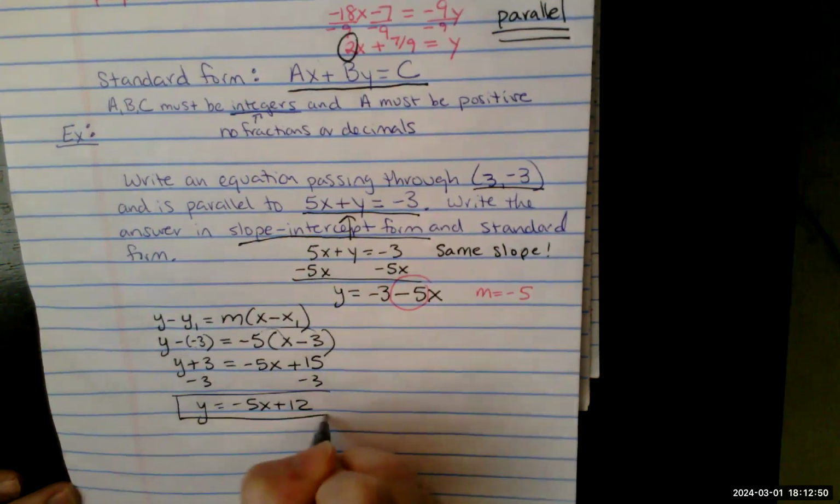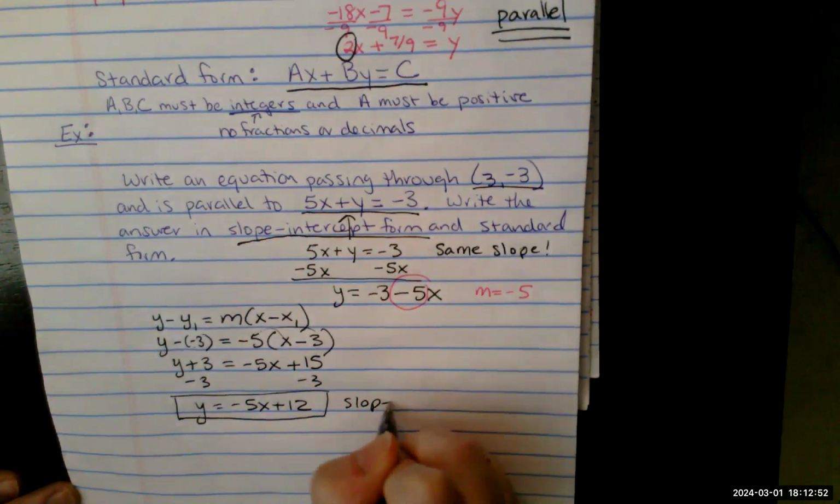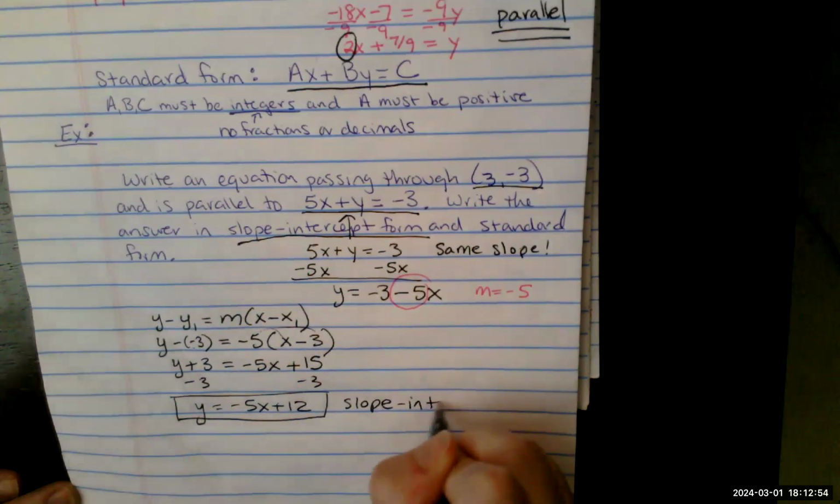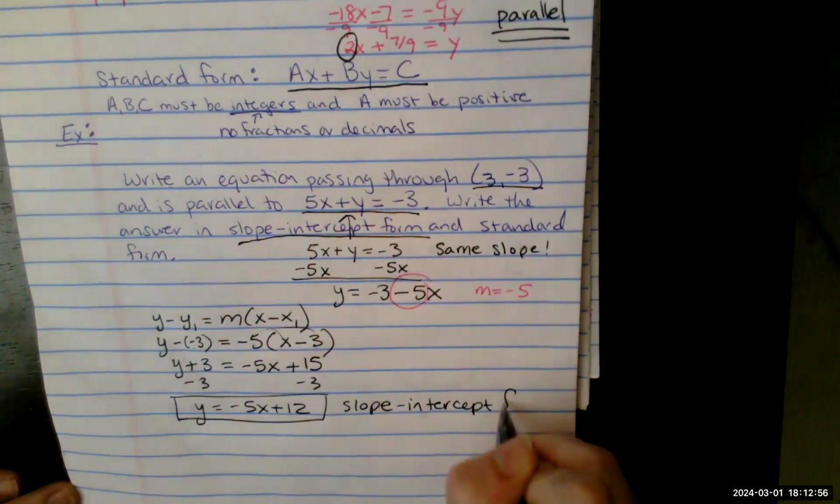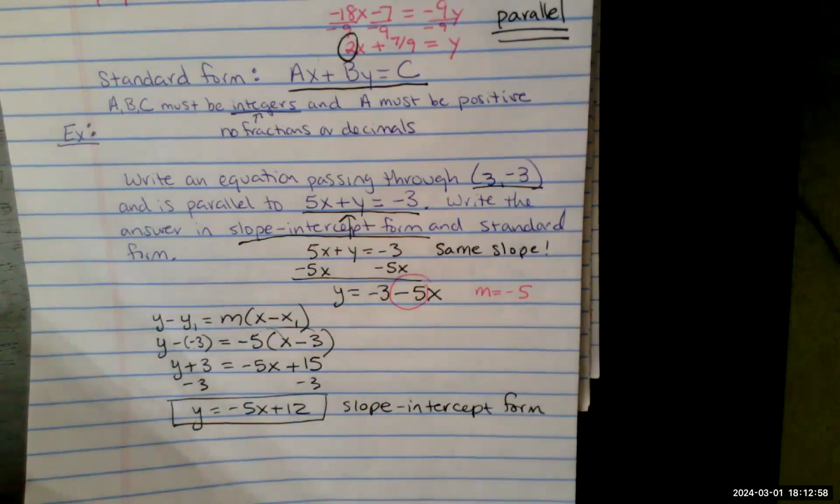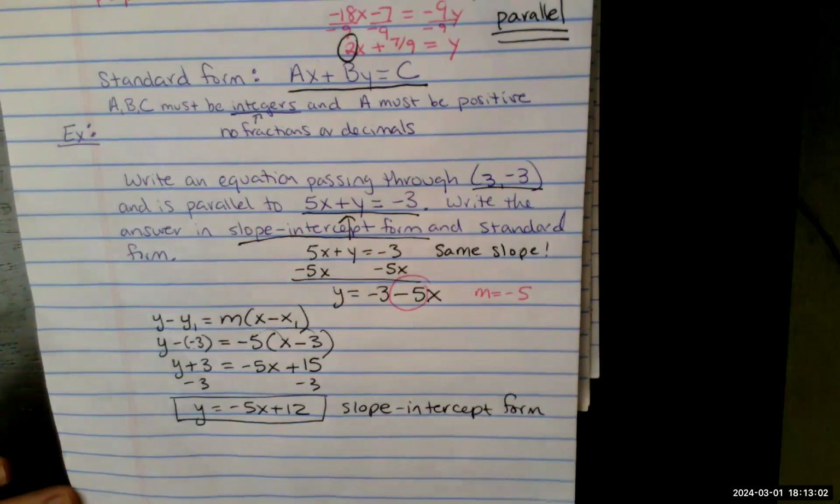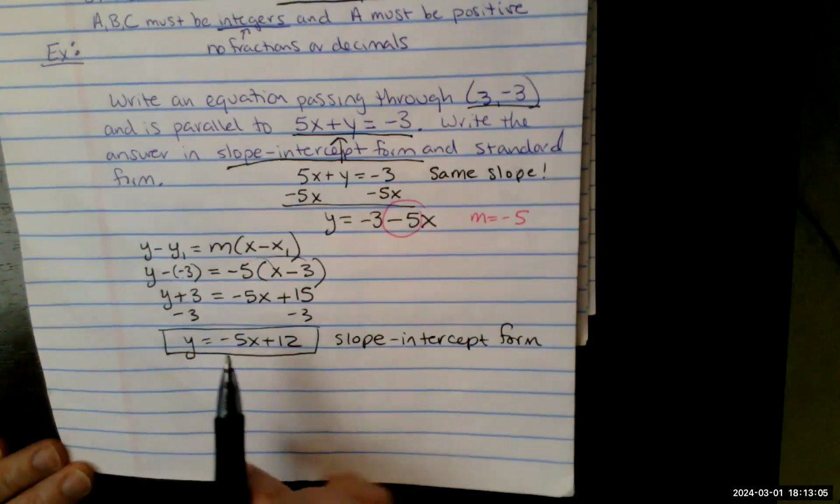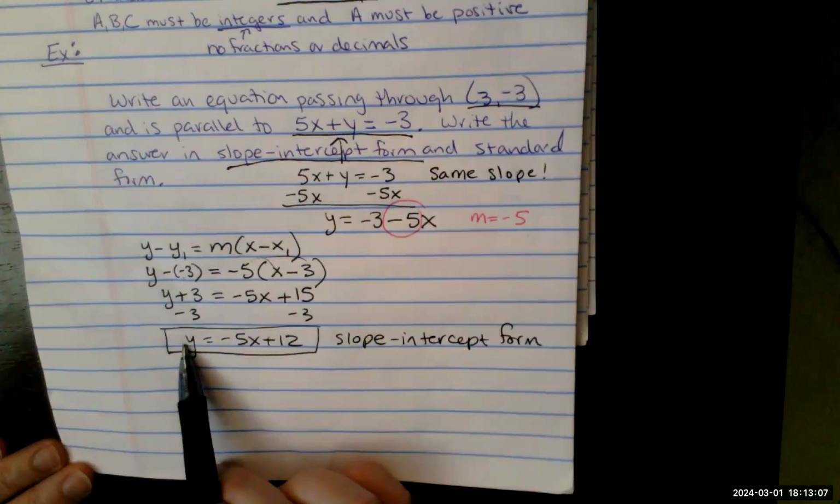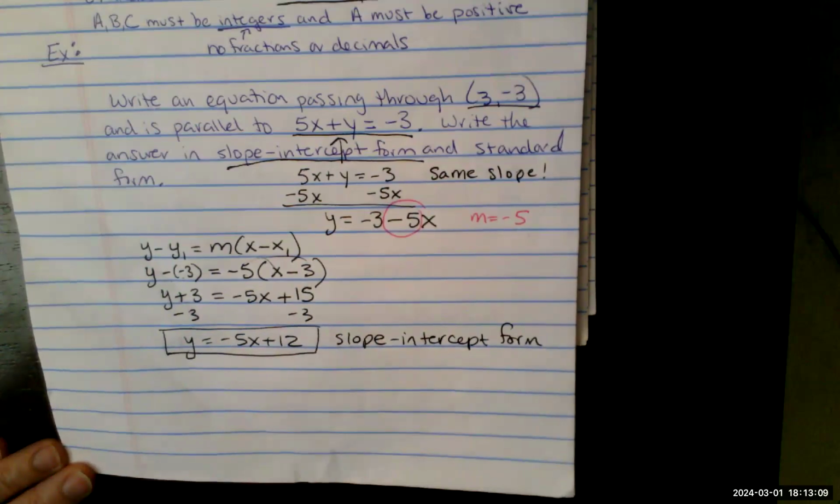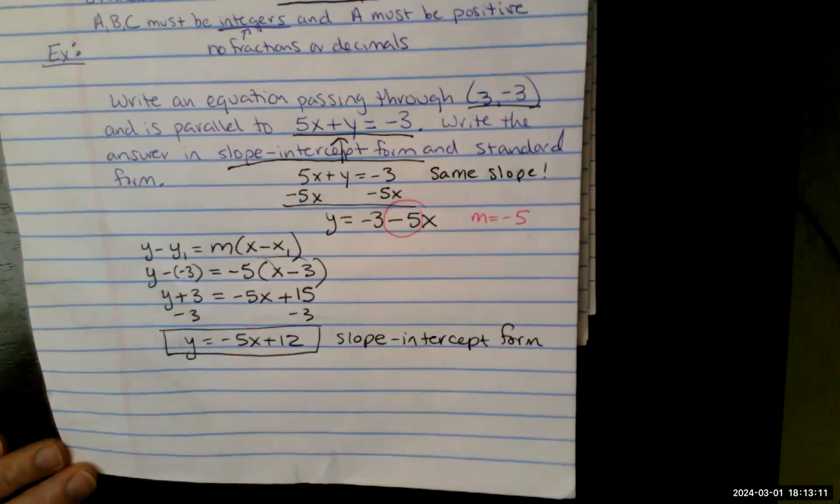All right, here is my answer in slope-intercept form. So if that's all they wanted, I would be done. But they also want standard form. So let's talk about standard form. Well, in standard form, I don't want any of these numbers. Remember, that's a 1, 5, 12. I don't want any of them to be fractions or decimals, and that's not happening.